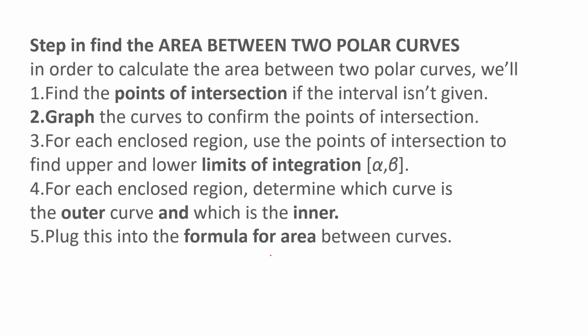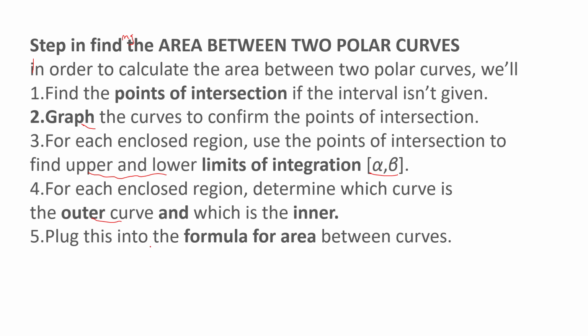Steps in finding the area between two polar curves. In order to calculate the area between two polar curves, we first find the points of intersection if the interval isn't given, and graph the curves to confirm the points of intersection. For each enclosed region, use the points of intersection to find the upper and lower limits of the integration, which are alpha and beta. For each enclosed region, determine which curve is outer and which is inner, and plug this into the formula for area between two curves.